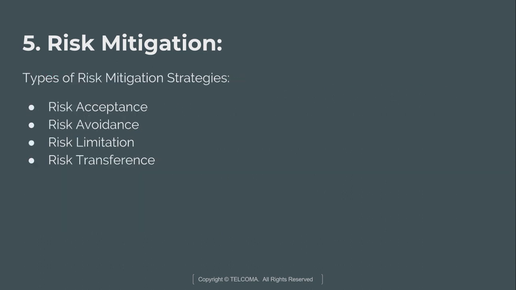Next are the types of risk mitigation strategies. First one is risk acceptance. Next is risk avoidance. Next one is risk limitation and the risk transference.